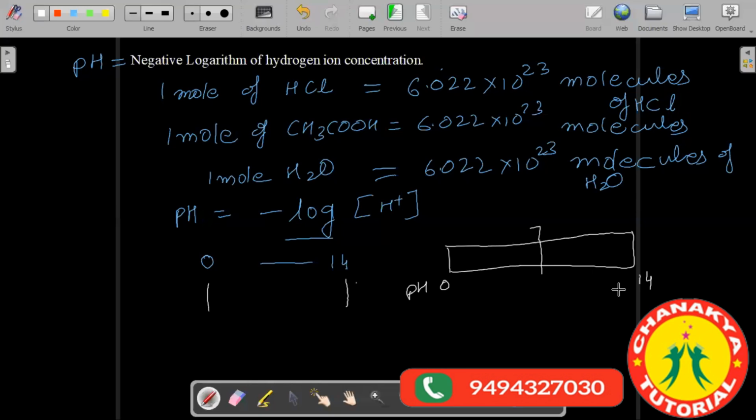What should be the pH of water? Sir, between 6 and 8. It has to be 7. Since water is neutral, it has to be 7. Got it? The pH of pure water has to be 7, since water is neutral and does not produce any ion.